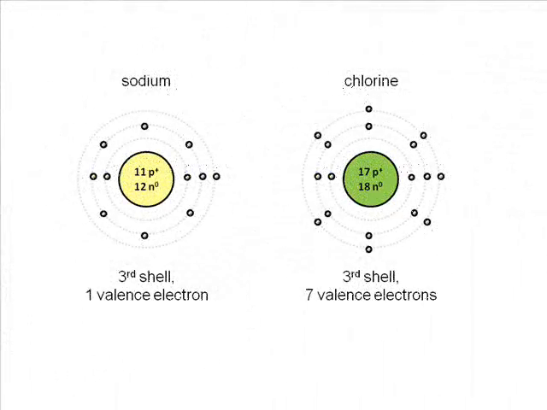So here we have two atoms. On the left is sodium, on the right is chlorine. Both of them have as their current valence shell the third shell. Sodium has 1 valence electron, chlorine has 7. Both of these atoms are equally close to stability, to having a closed shell.